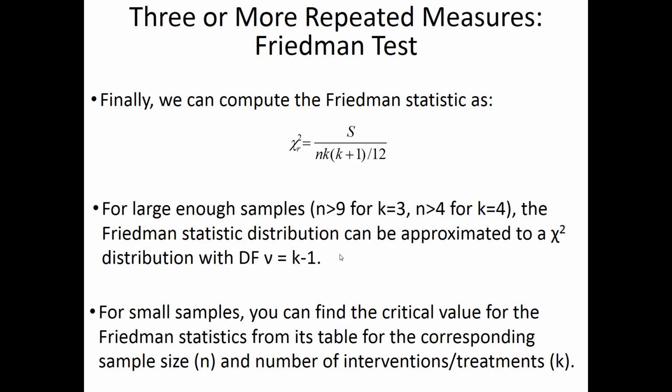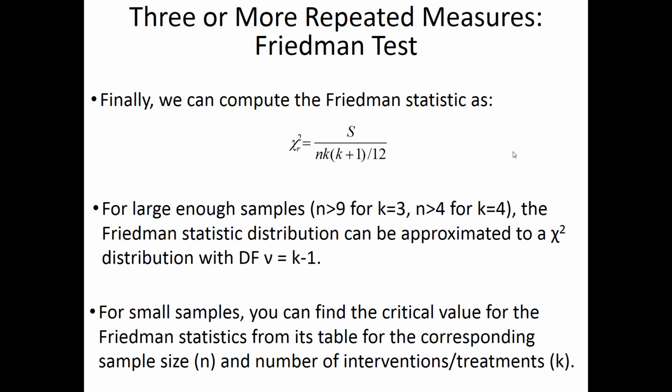Finally, we can compute the Friedman statistic as the sum squared deviation over the number of samples times the number of treatments times the number of treatments plus 1, all over 12. For large enough samples, where the number of subjects is greater than 9 for the number of treatments equal to 3, or the number of subjects equal to 4 for the number of treatments over 4, the Friedman statistic distribution can be approximated by a chi-square distribution with the degrees of freedom of nu equal to k minus 1, or the number of treatments minus 1.